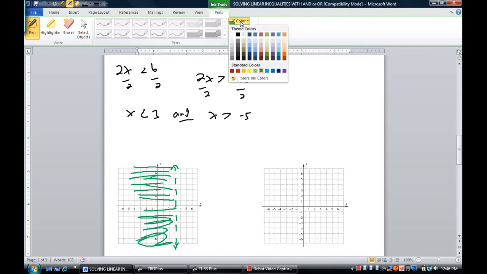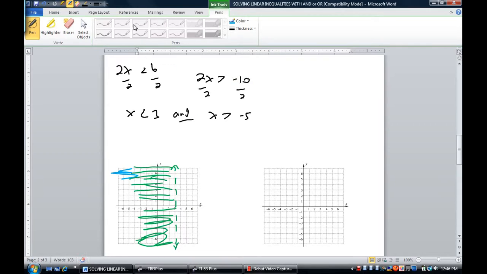Now let's do x is greater than negative 5. So let me go back over here and do the green a little bit more. Oh, wrong one. We want to be consistent with our colors.